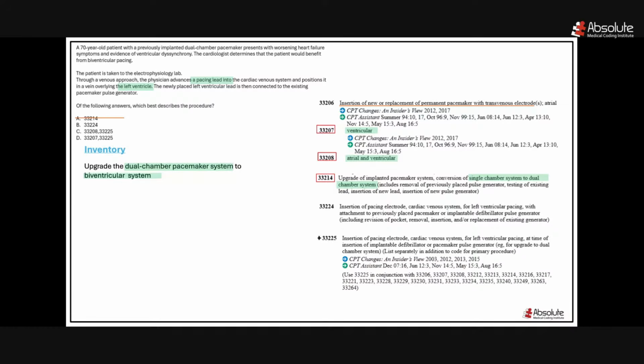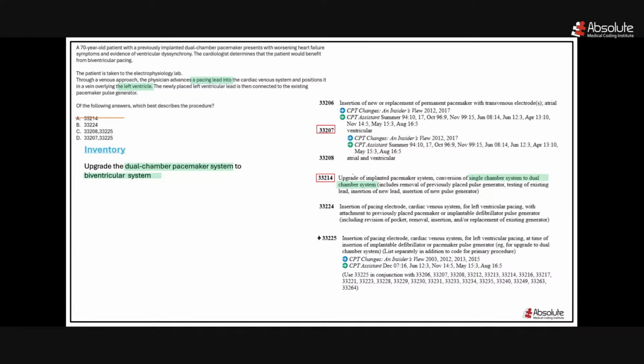So I will start explaining once again. We are looking at 33214. That is coding for an upgrade of an implanted pacemaker system, conversion of a single chamber system to a dual chamber system. What happened here is that we had a patient with a dual chamber pacemaker, and an additional lead was placed into the left ventricle, right? So this is not an upgrade from a single chamber to a dual chamber. The patient already had a dual chamber pacemaker. That's the reason why option A is incorrect.